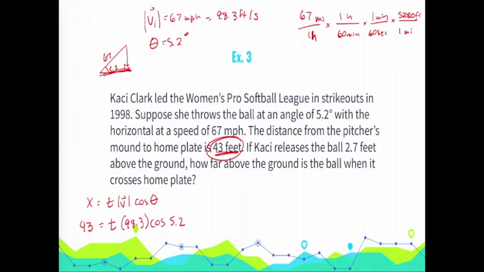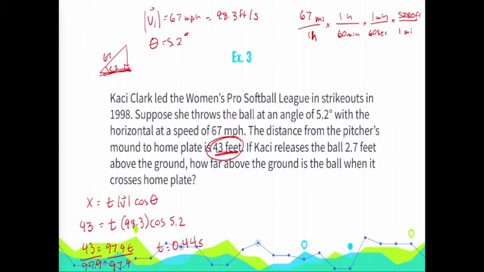And so 98.3 times the cosine of 5.2 is 97.9. So 43 equals 97.9t, divided by 97.9. And this is going to be t equals 0.44 seconds. Imagine if we had done that in hours instead. That would be awful. So converting to feet per second was a good choice.